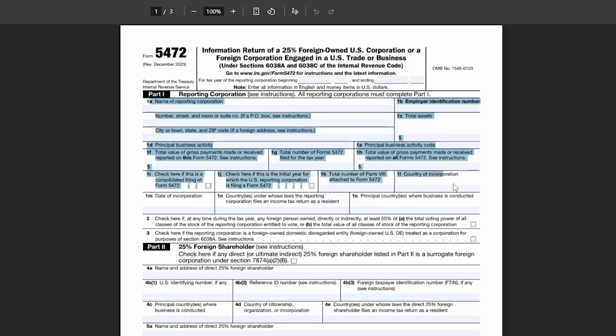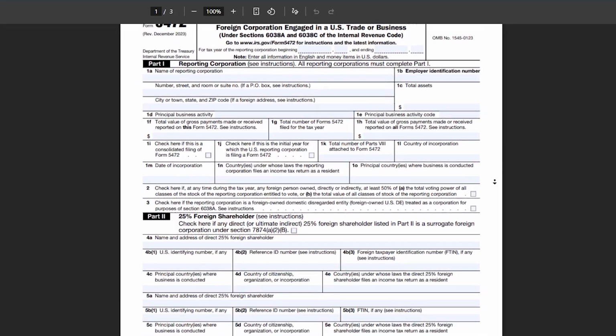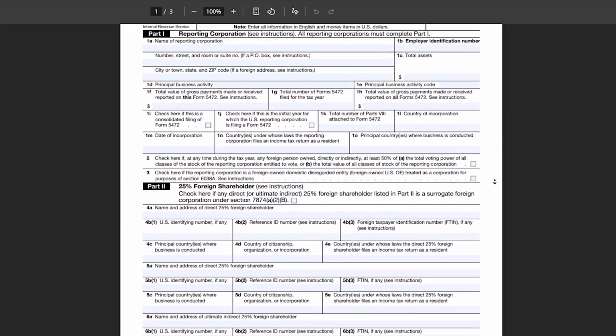You also report total assets, business activity, total payments reported on the form, country of incorporation, and confirm that the company is foreign-owned. Most foreign single-member LLCs will check the box that says foreign-owned U.S. disregarded entity. Part 2 is about the 25% foreign shareholder.